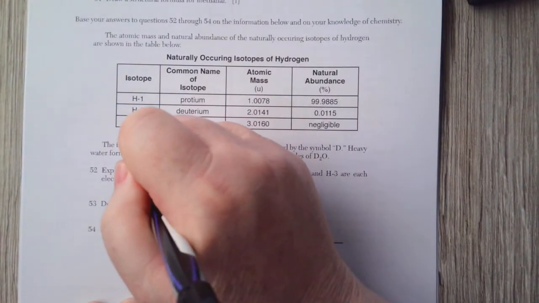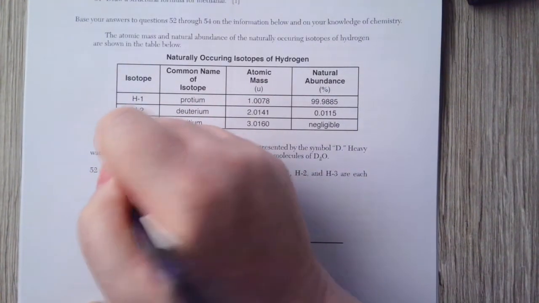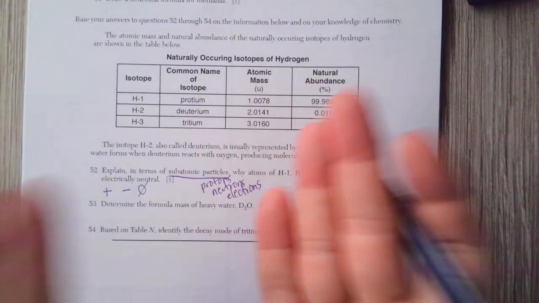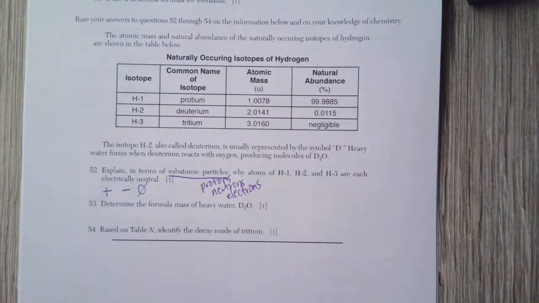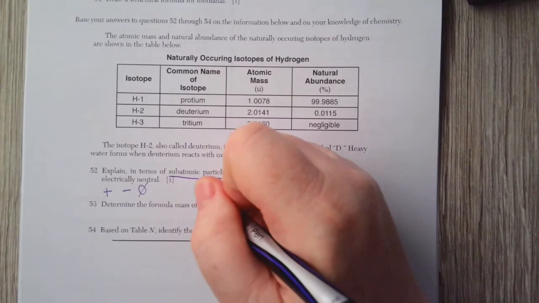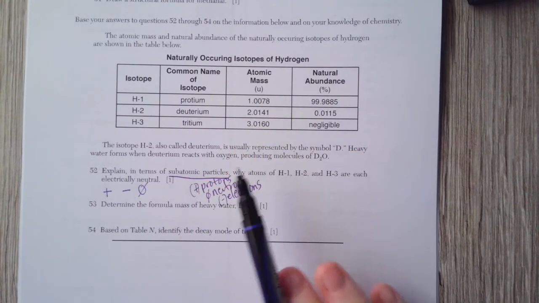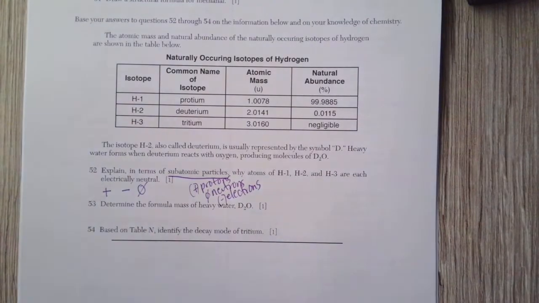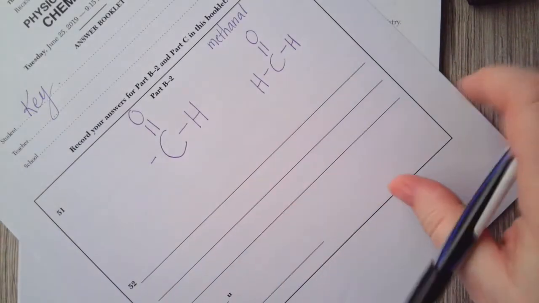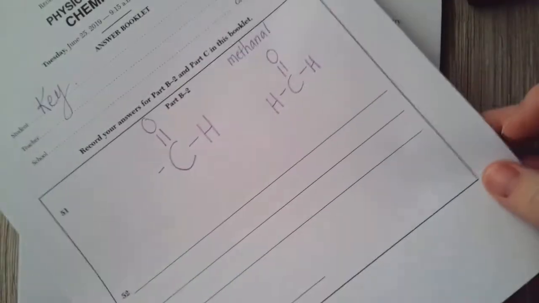Well, electrically neutral means it has a charge of 0. So that means whatever it has that's positive and whatever it has that's negative have to be balanced or equal in order to get electrically neutral. So according to this, protons are positive, neutrons have no charge, and electrons are negative. So I'm going to use that to write my answer. Okay, so explain in terms of subatomic particles why atoms of H1 and H2 are each electrically neutral.